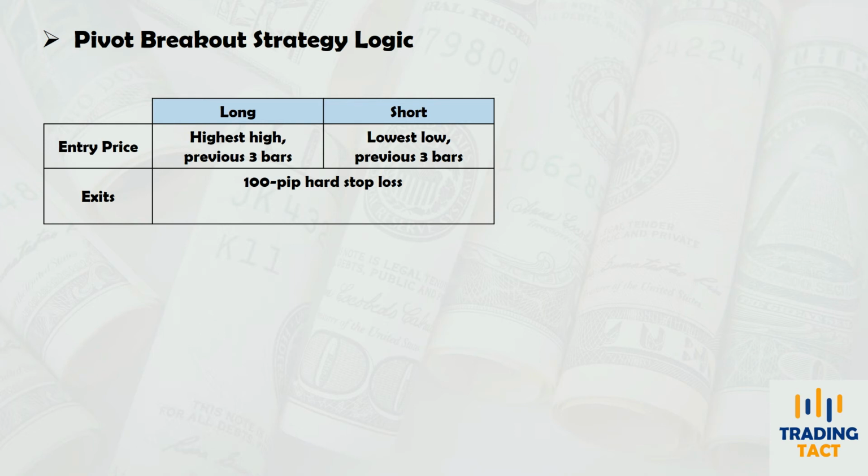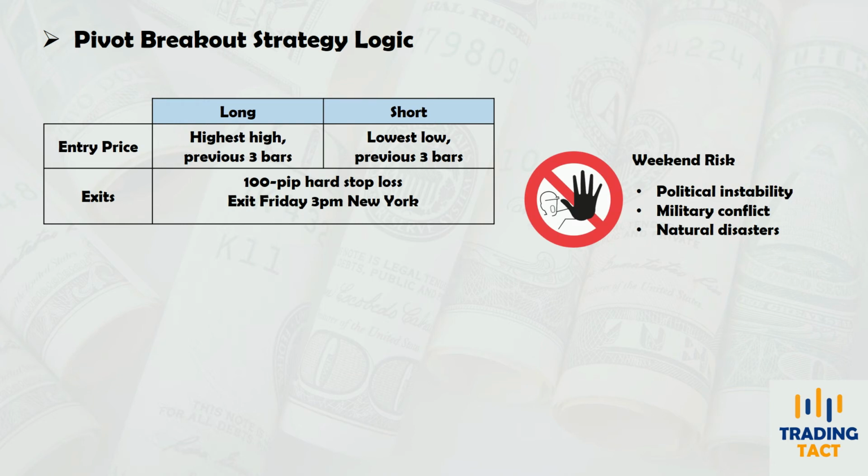I recommend using a stop loss for all your strategies. I'll place my stop at 100 pips here. If you're trading a volatile market that reverses frequently, a trailing stop may be worthwhile. Finally, to avoid weekend gap risk, I'll exit all trades on Friday, 2 hours before the New York close.